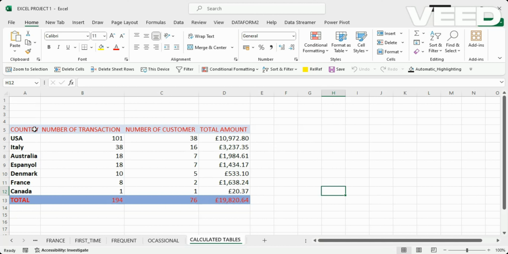So you can see that this is the country. You can see these are the countries. These are the number of transactions and these are the number of customers. So even though there are 101 transactions here, those transactions were from 38 customers. There were 38 transactions here, those were from 16 customers. And then in Canada, there is only one transaction, automatically that will be from only one customer. And these are the total amounts, and you can see they are in pounds. So this table now, anybody who sees this can have an idea at a glance.